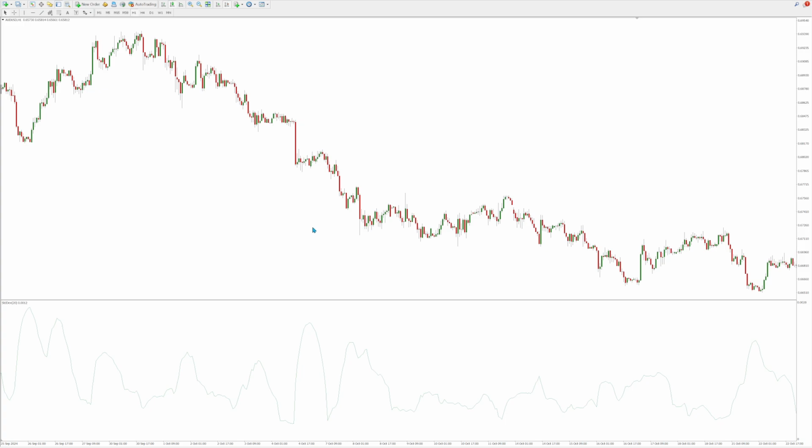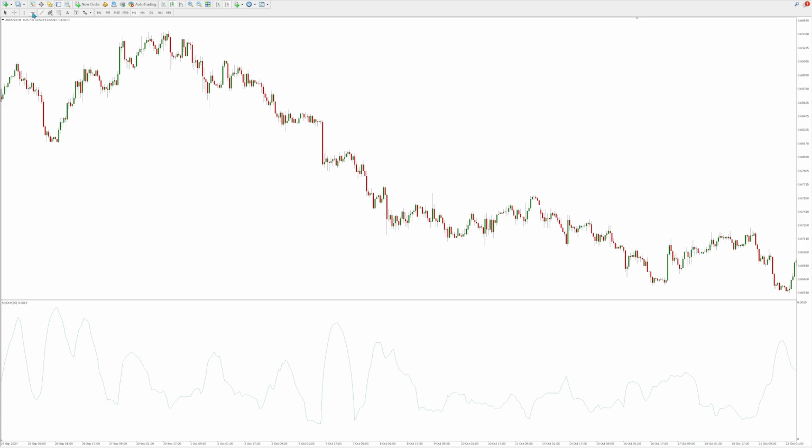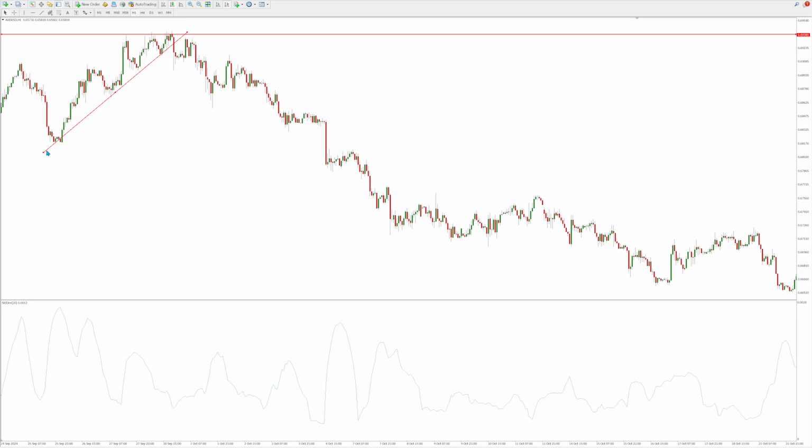Well, this is going to be a trend trading strategy. I'm not looking to try and pick tops and bottoms in ranges. We're going to first look for a trend, okay? So what we do is we mark our resistance level here, okay? Have our support level here, okay?